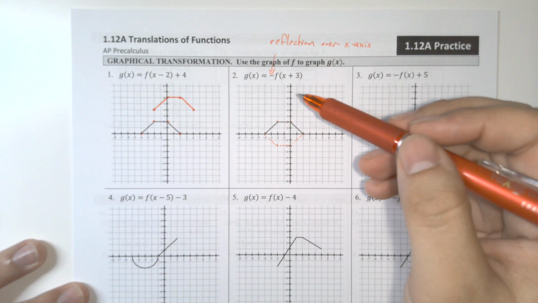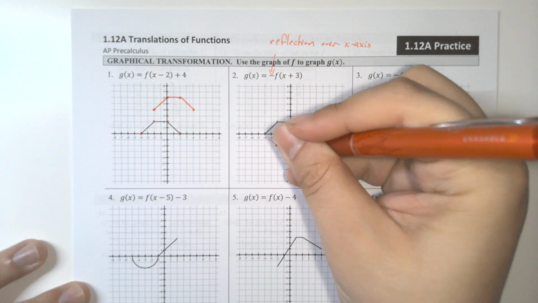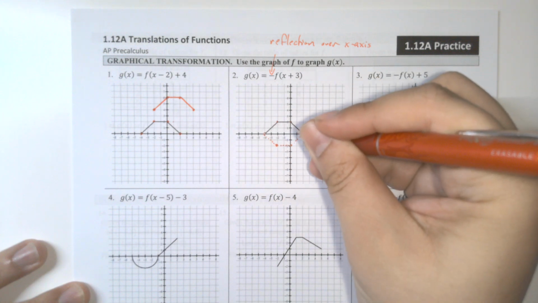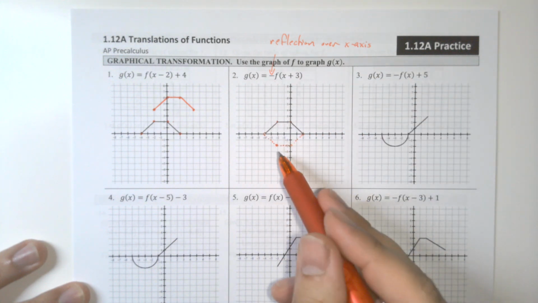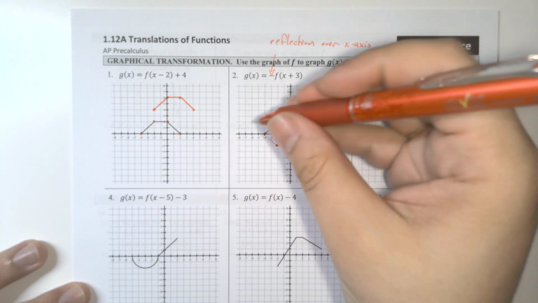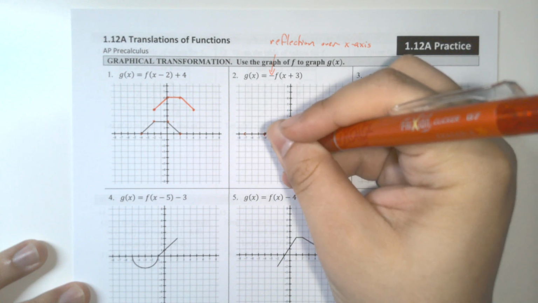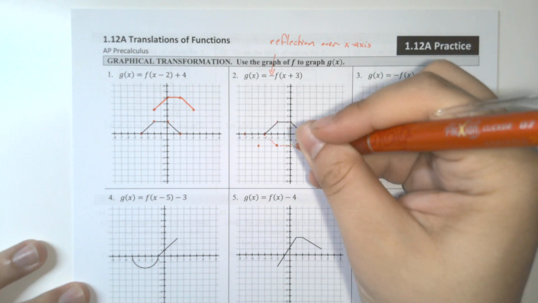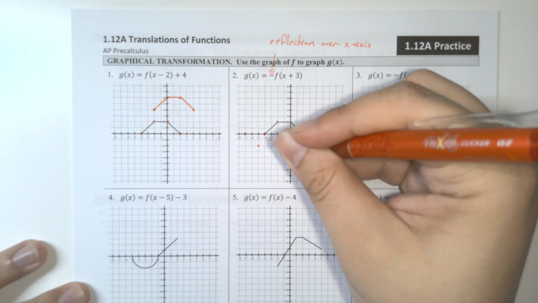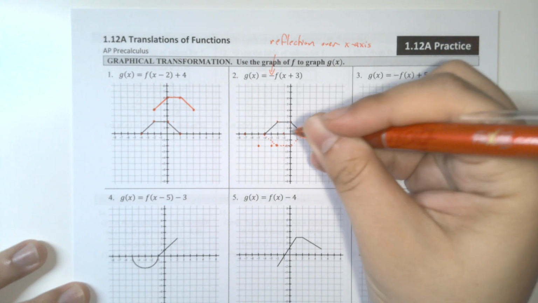So if we move this left 3 units, now let's move these 4 points. So I'm going to mark those each. Now we have to move these 4 points to the left 3 units. So doing that, we have 1, 2, 3, left 1, 2, 3, 1, 2, 3, 1, 2, 3.